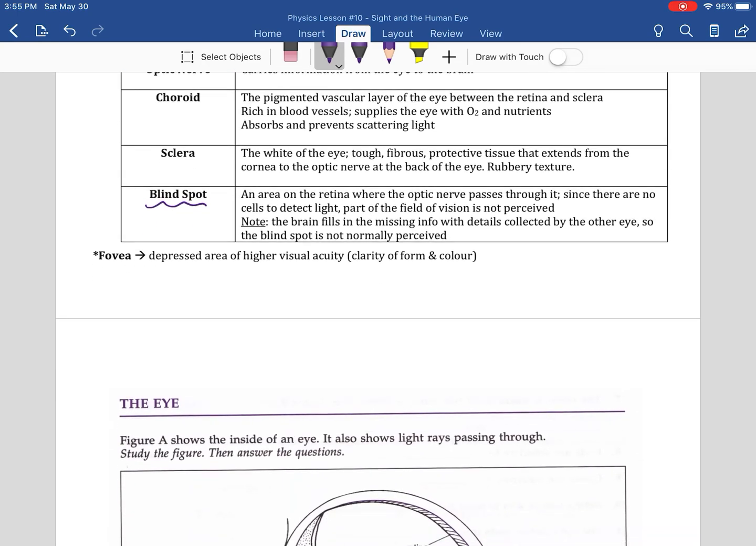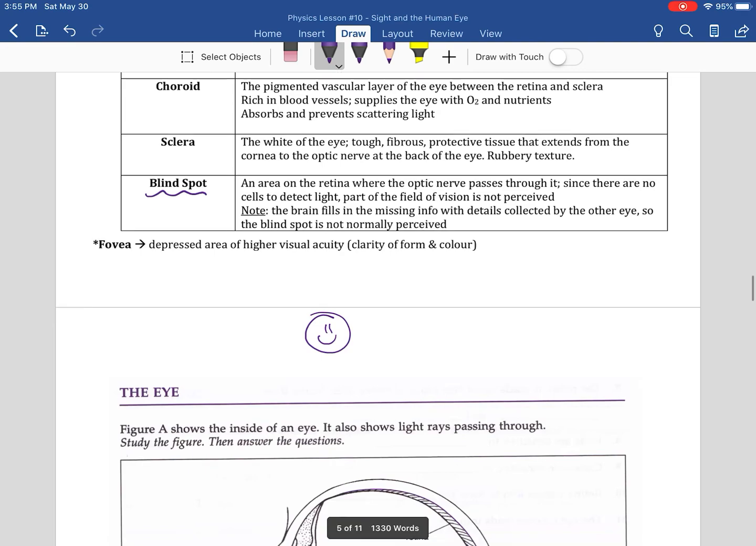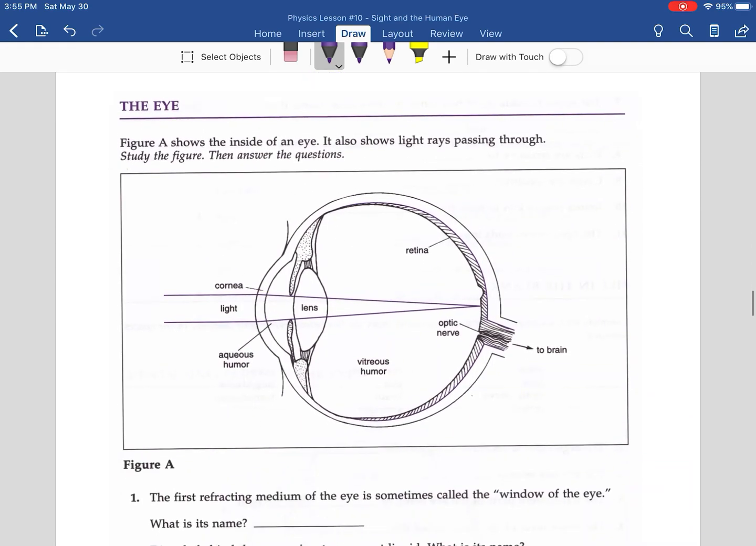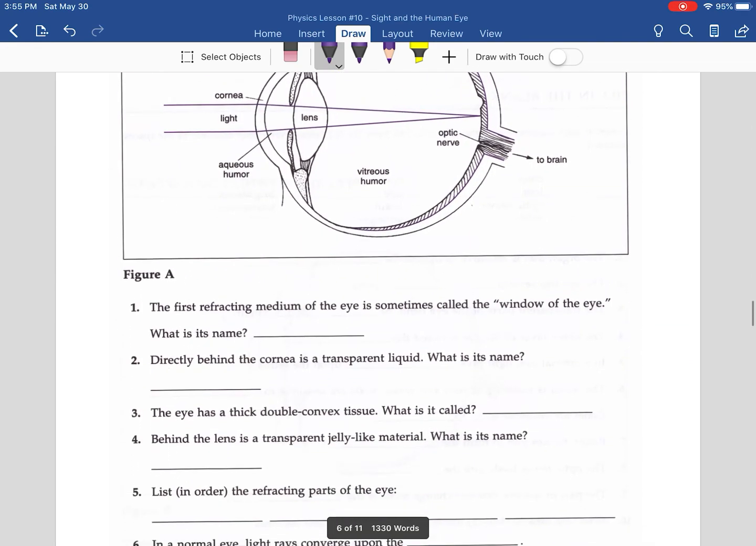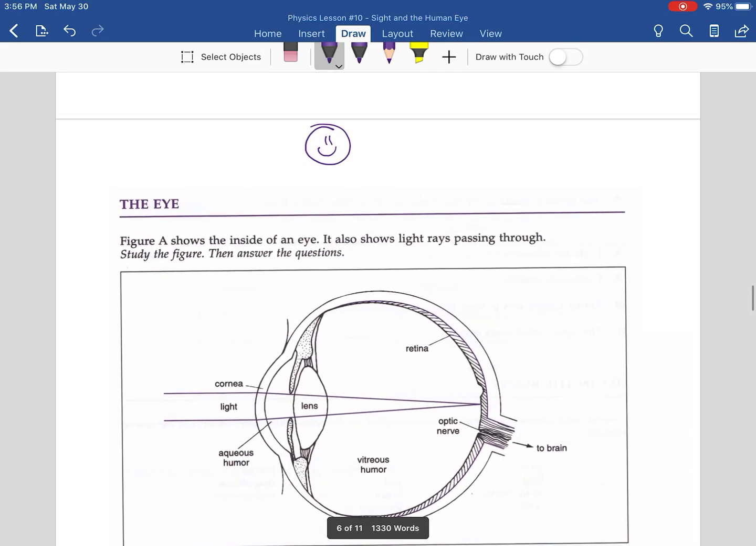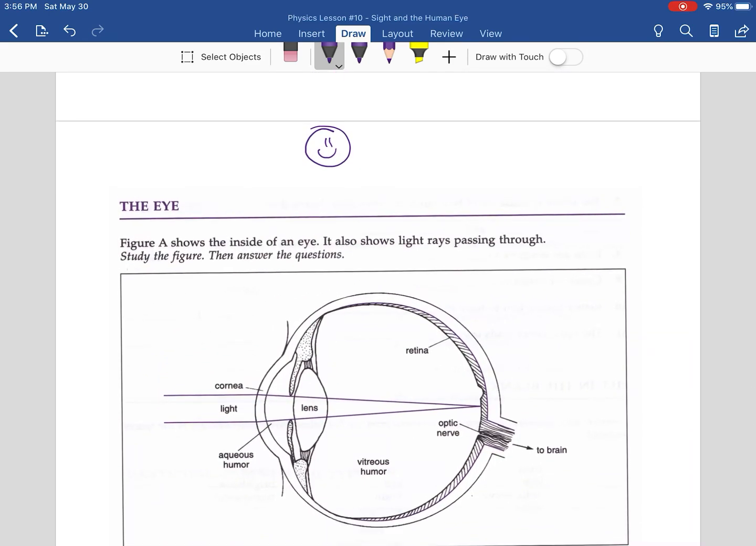Ooh, yeah, and here's your homework. Okay, so try these eyeball questions out. All right, and that's it. There's also an LMS quiz for you to try.